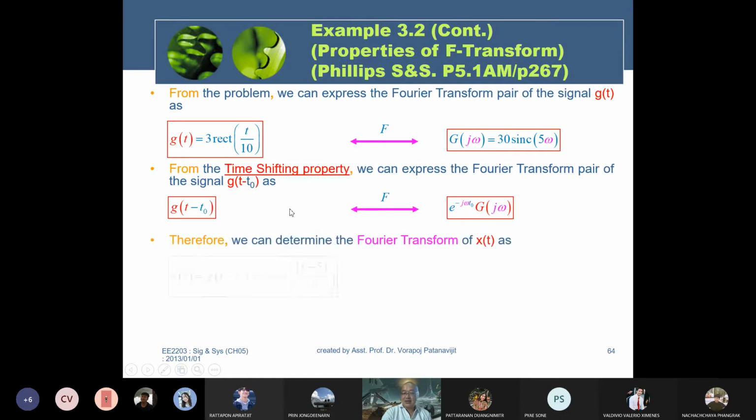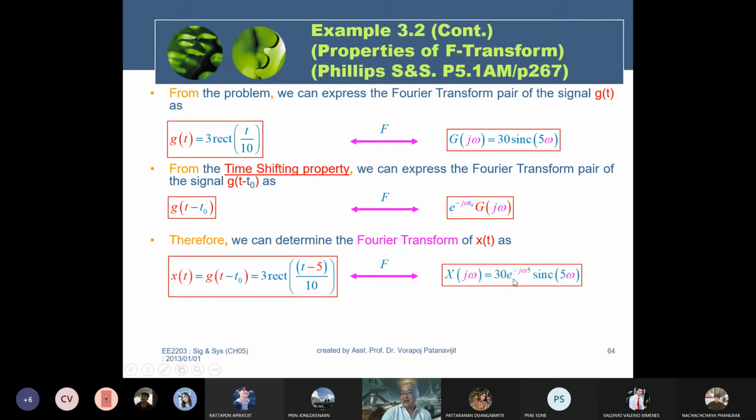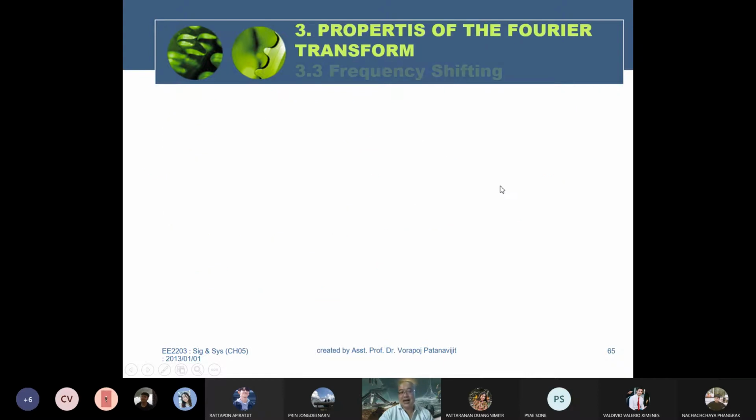Therefore, if you shift by pi, here t naught equals pi, you must multiply by e to the minus j omega pi too. The same thing: every term is the same as g(t), except you multiply it by e to the power minus j omega t naught, where t naught equals pi in this case. Okay, this is an application of the time shifting property.